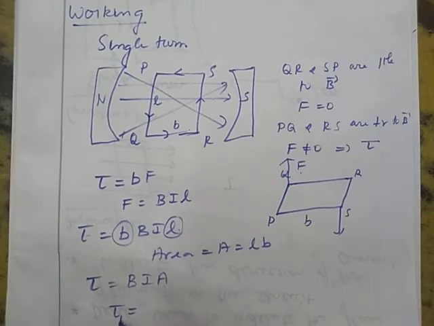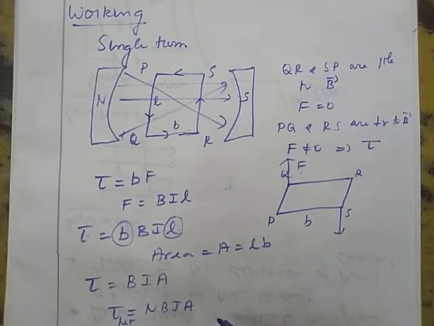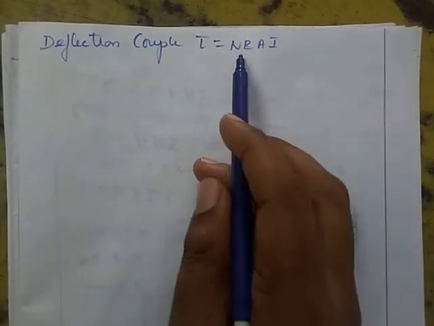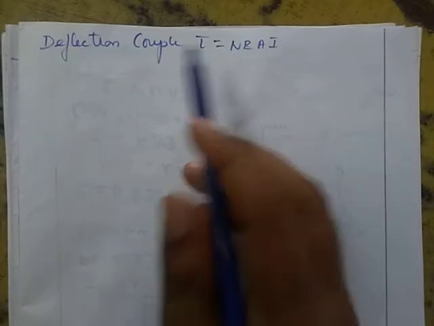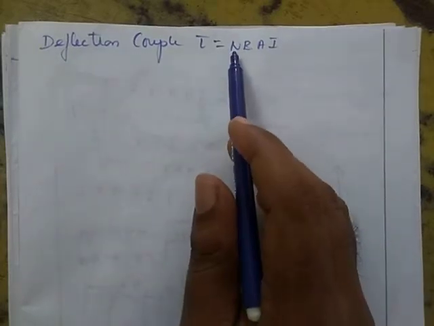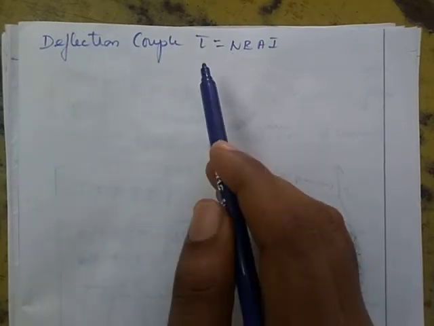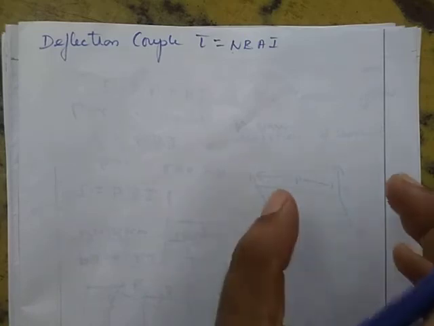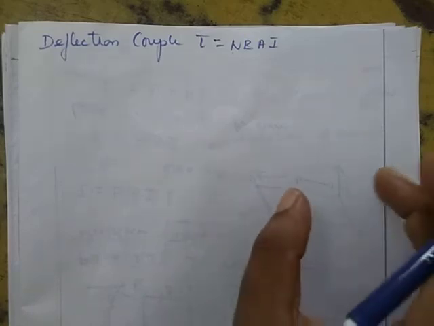Then tau net is equal to N B I A. This is the deflection couple, or the torque experienced by the rectangular loop. This is the deflection torque produced in a rectangular loop having N turns that is placed in a magnetic field. This deflection torque will produce a twist in the coil, and due to the twist it produces a restoring torque.